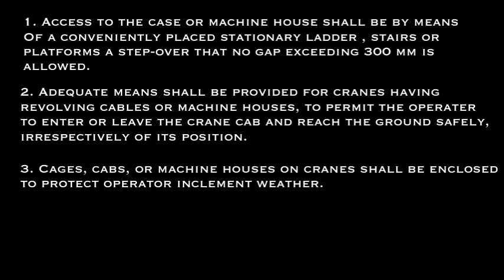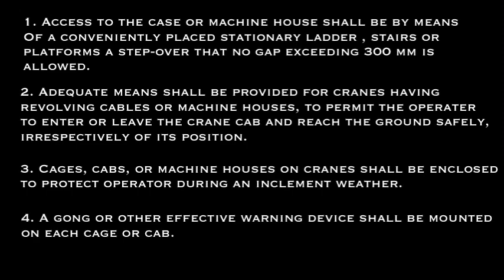Cages, cabs, or machine houses on cranes shall be enclosed to protect the operator during inclement weather. A gong or other effective warning device shall be mounted on each cage or cab. Temporary crane operation without warning device may be allowed provided there is a flagman whose sole duty is to warn those in the path of the crane or its load.